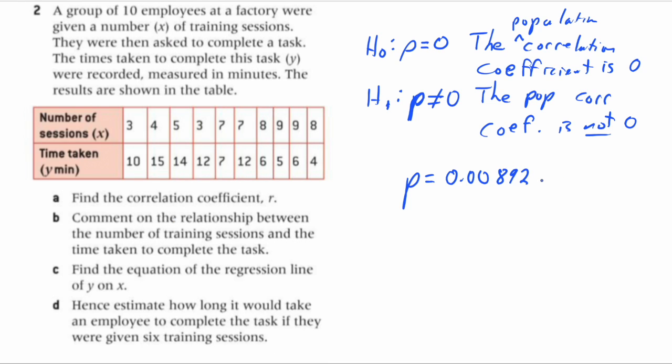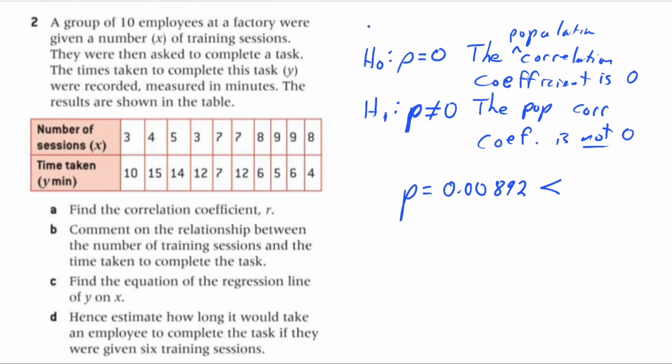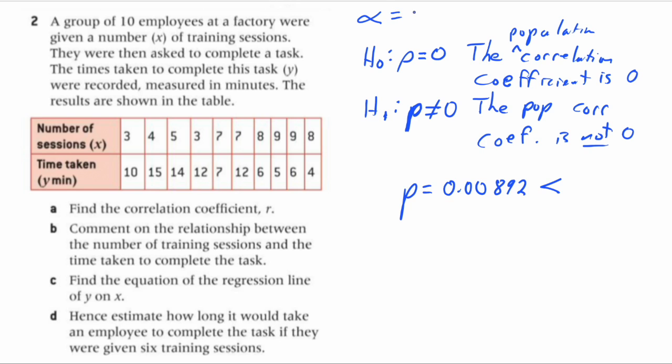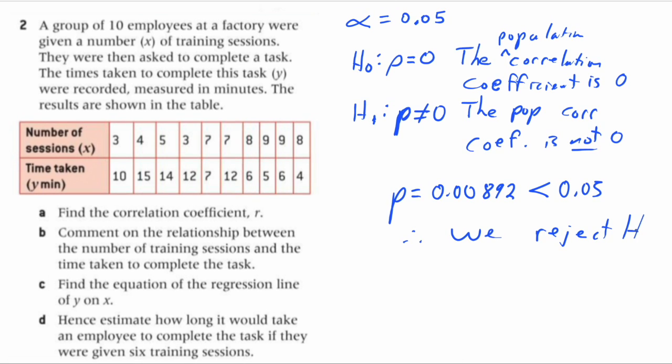That's like 0.892%, a 0.892% chance of getting these results if there is no correlation. Okay, so that is very unlikely. It is less than the significance level. We did not set the significance level. You should always set the significance level from the beginning. Let's just go with the standard 0.05, but you should justify that. So that's less than 0.05, so therefore we reject the null hypothesis. Okay, we have sufficient evidence to reject the null hypothesis.